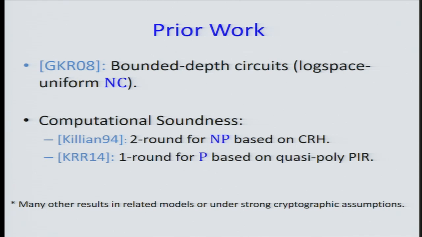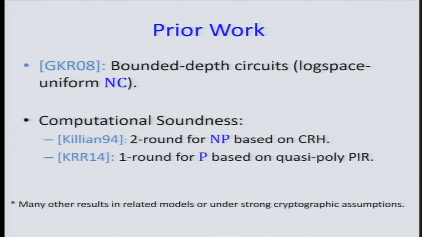A second sequence of results, which are not listed here, are in the setting of computational soundness, where you think of the cheating prover as also being somehow computationally limited. In particular, it can't break crypto. It can't factor integers and so forth.